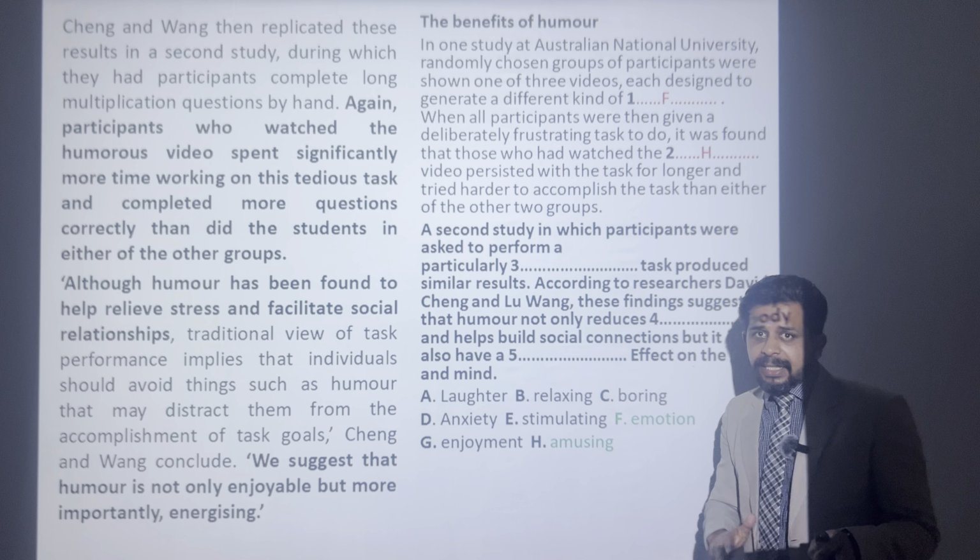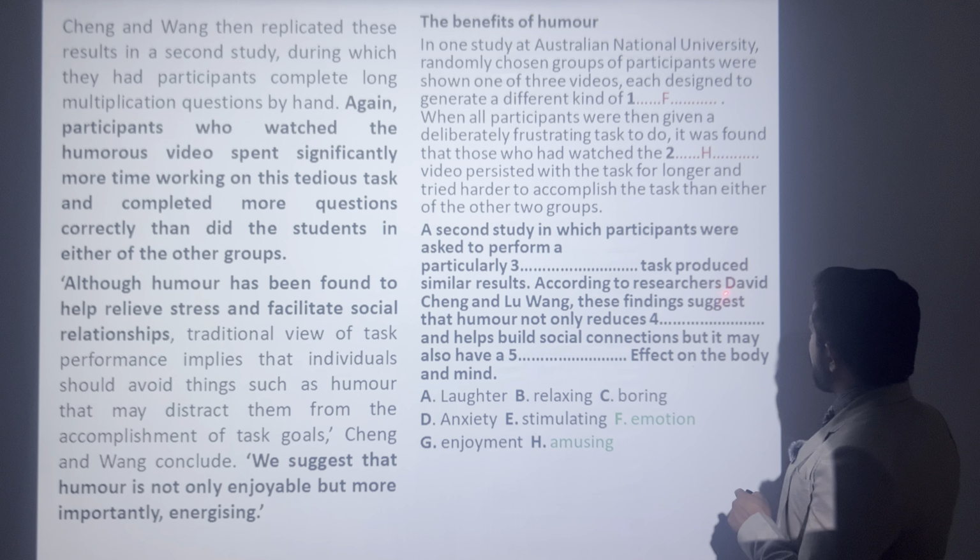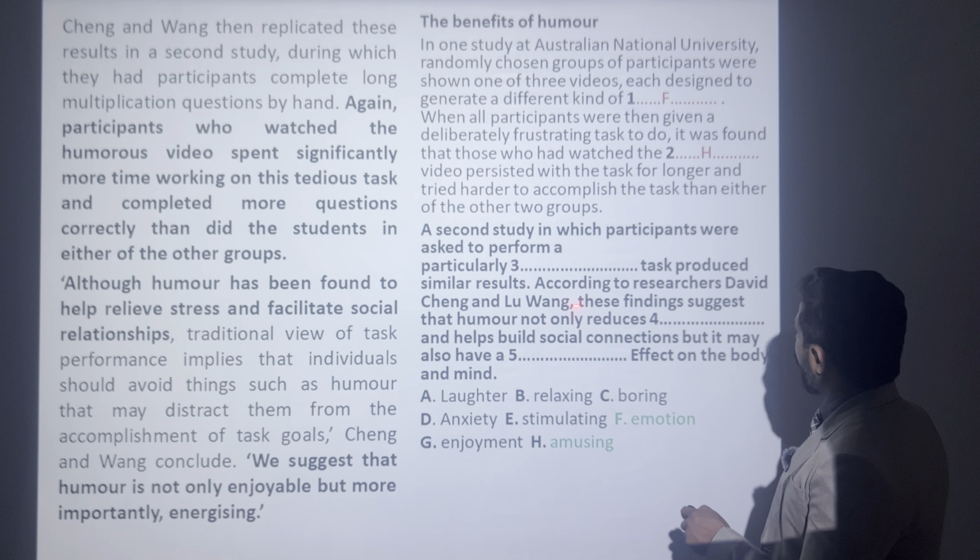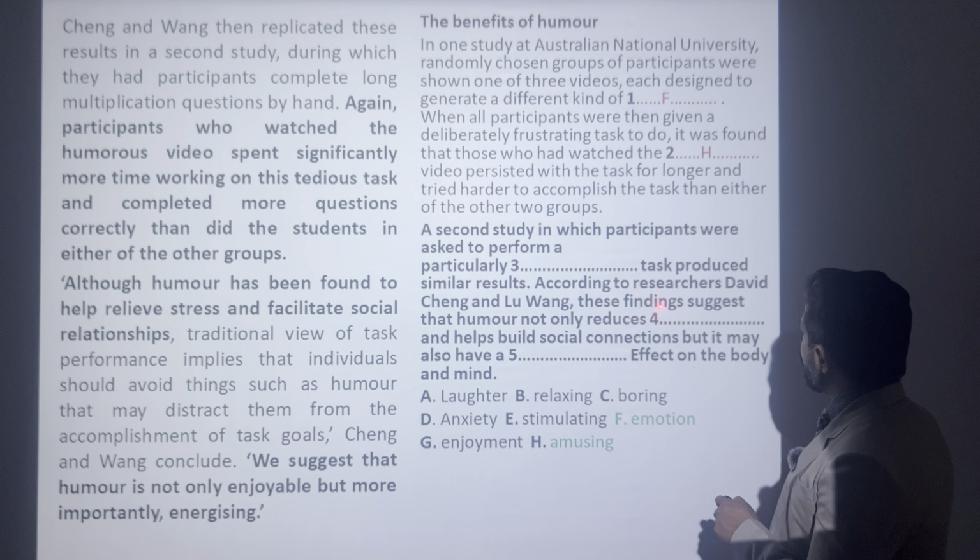Okay, going ahead. We are here to solve question number 3. Which type of task did they do? They did a tedious task. Now, if we have to pick what tedious means from the given options, let's try to find that. Laughter? No. Relaxing? Tedious is never relaxing. Boring? Yes. Tedious tasks are always boring. So our right answer for question number 3 will be C, boring.